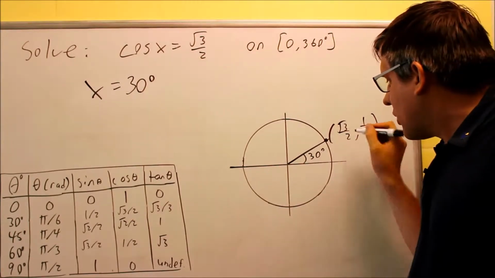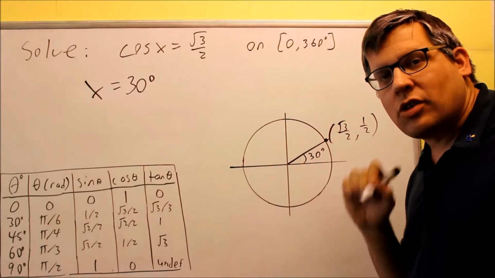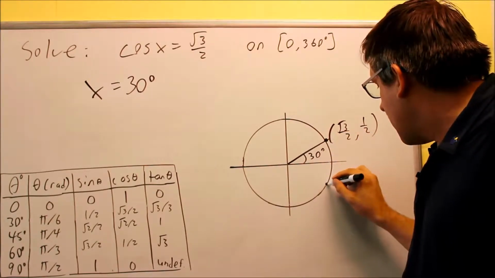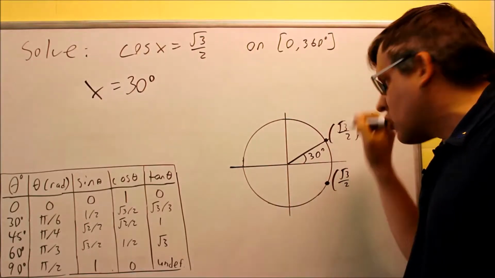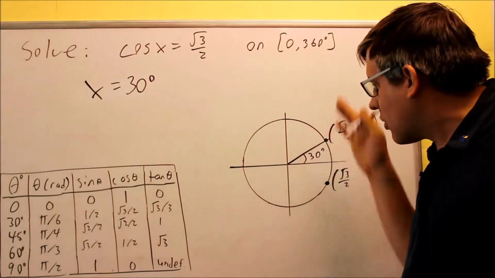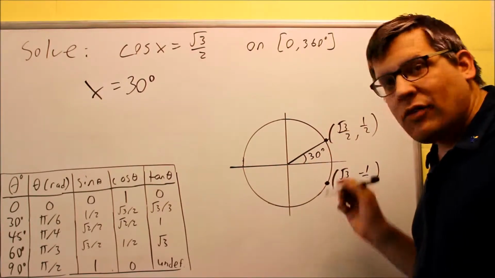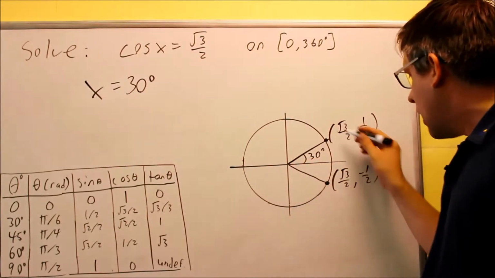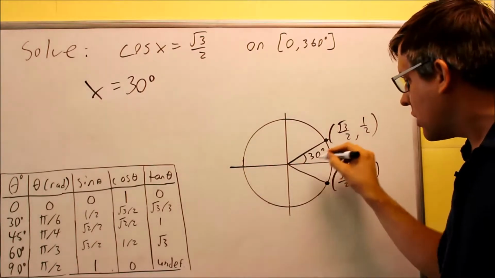So the question is, is that the only place where I have an x value of square root of 3 over 2? And the answer is no. Right below it, down here, there's another spot, and this is also square root of 3 over 2, because remember, cosine's positive in the first and the fourth quadrants. Of course, this will have a negative y value that I'm not concerned about. The main thing is I have another spot on the unit circle that's square root of 3 over 2. So now the question is, what is that coordinate?